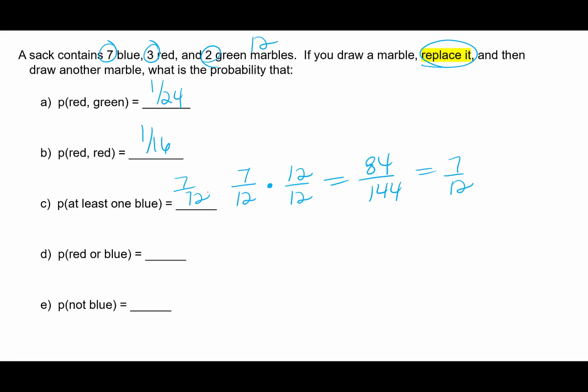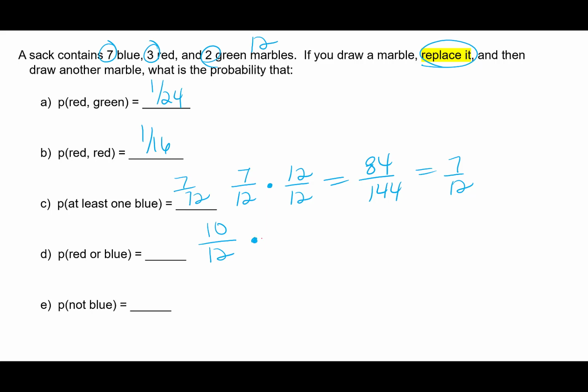Question D says red or blue, so that means both picks, because we're still drawing another marble out. The first pick, what's the probability that it's red or blue? And then the second one is also red or blue. So let's form our fractions. There are 3 red and 7 blue. And so for pick number 1, there's 10 out of 12 marbles that are red or blue.